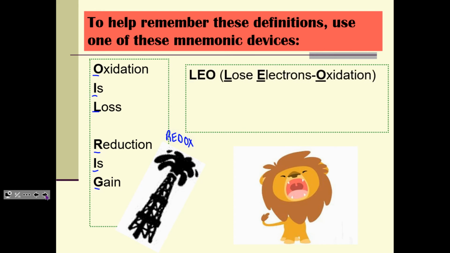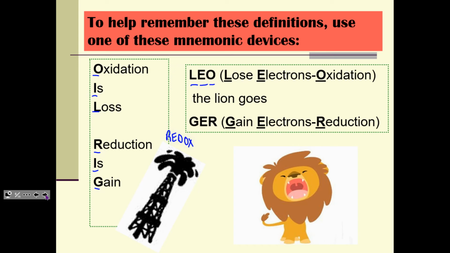And then over here we have a lion, and sometimes we call lions Leo, especially if you're looking at the stars. So if you spell out Leo, L-E-O, that stands for lose electrons, oxidation. And lions go ger. And if you spell out ger, G-E-R, gain of electrons is reduction. So choose one, whichever one you decide. That's going to help you understand the two processes of oxidation and reduction.